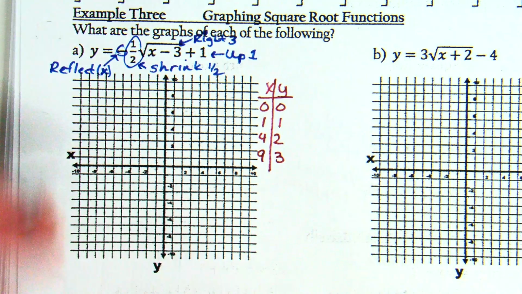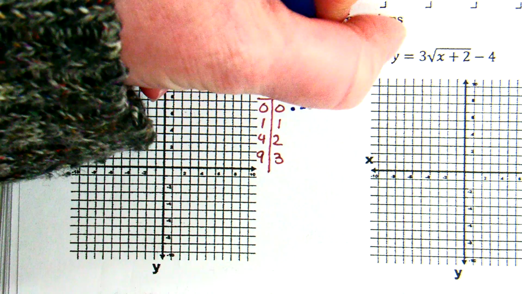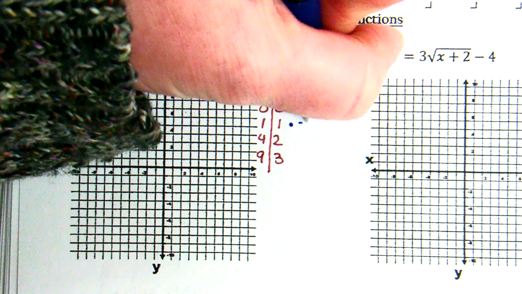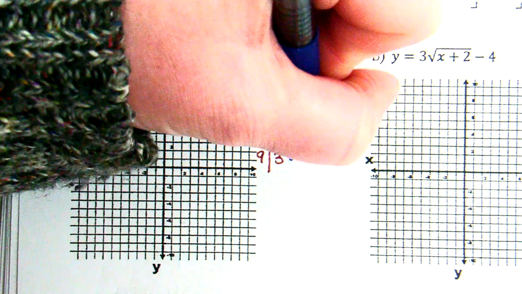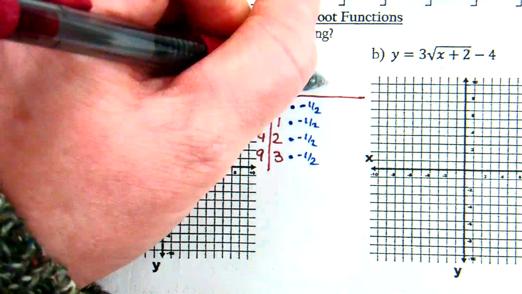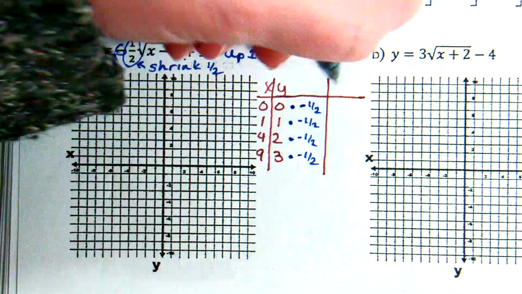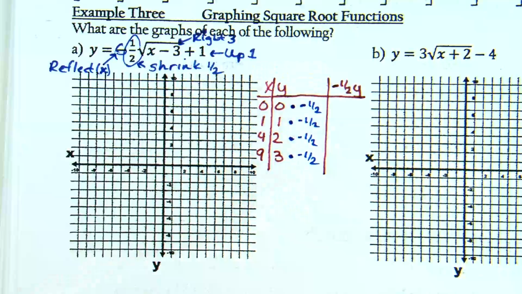So we're going to take all of our y values and multiply them by negative 1/2. And then basically what I'm going to do is create a new y column. Now, our x values, are they going to change any? No, because the shrink or stretch only changes the y values. So, fill in these new numbers with me.